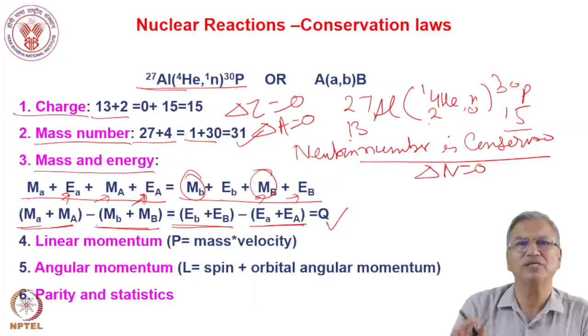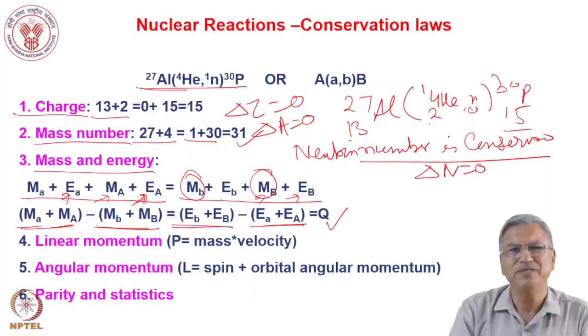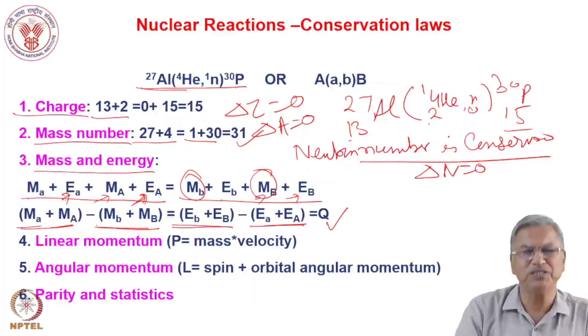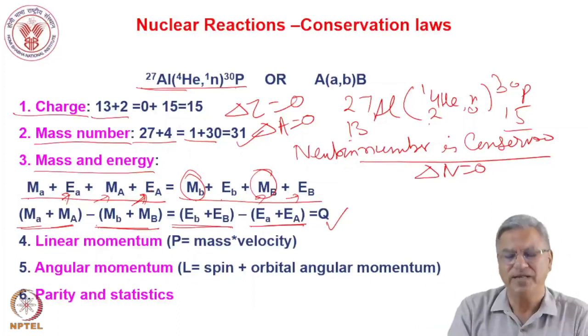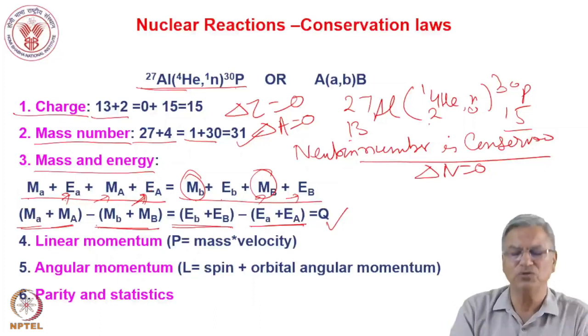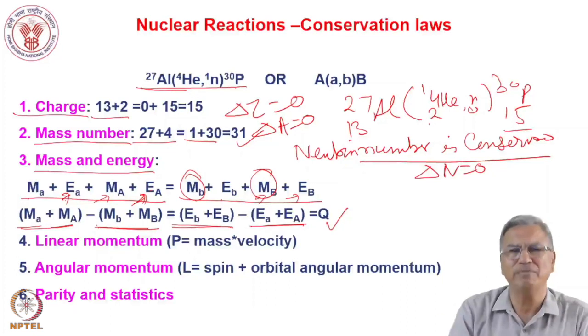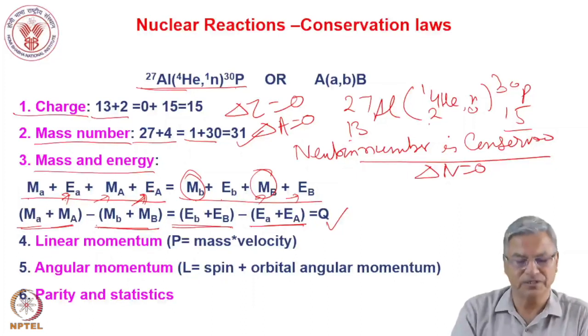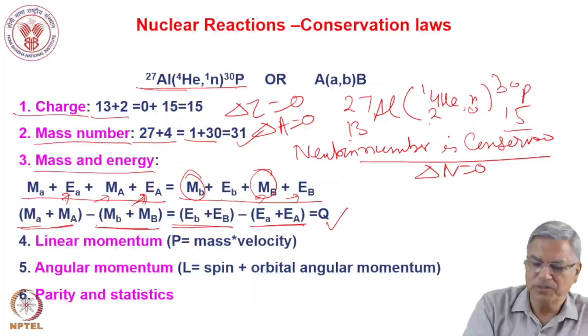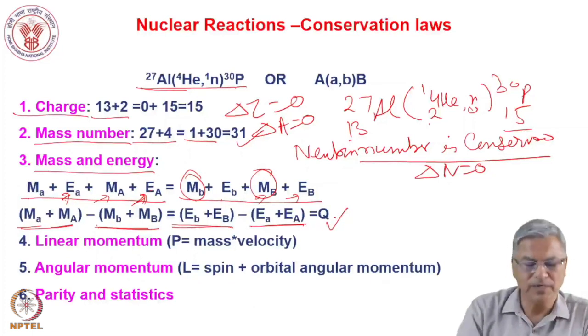So the energy of a nuclear reaction is an important quantity. It could be positive, it could be negative. If Q value is positive, that means energy is released in a nuclear reaction. These are called exergic reactions. If Q value is negative, that means energy is required to cause a nuclear reaction. They are called endergic reactions. Like in chemistry, you have exothermic and endothermic; in nuclear chemistry, we call them exergic and endergic. We will discuss more on the Q value subsequently.